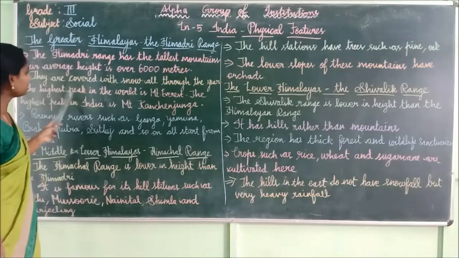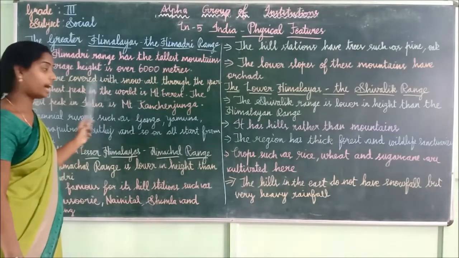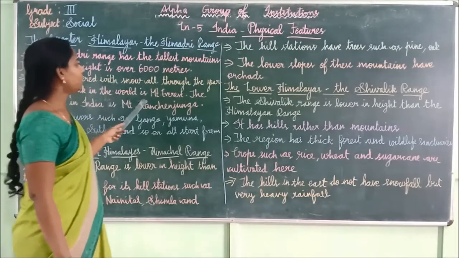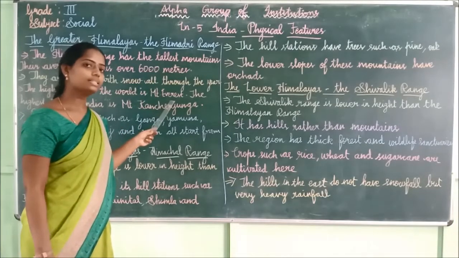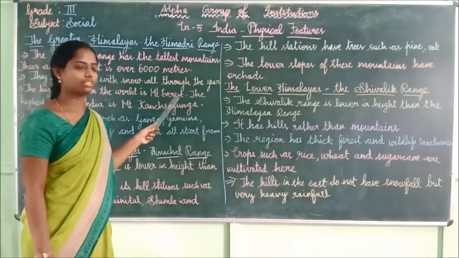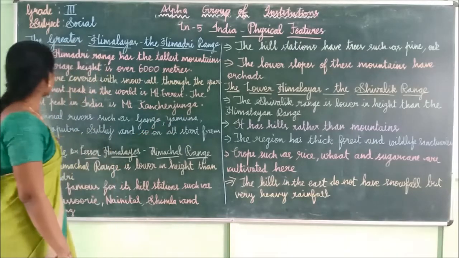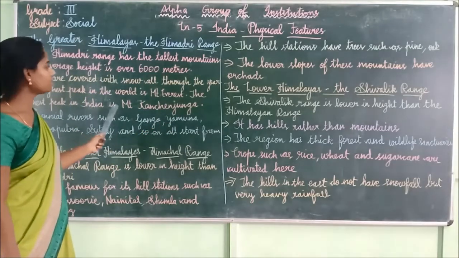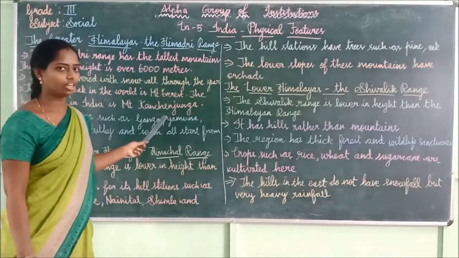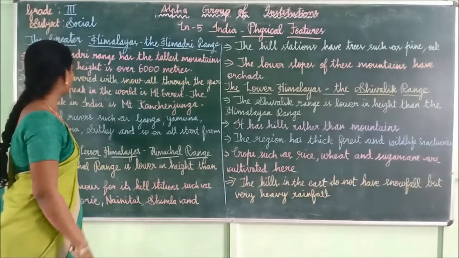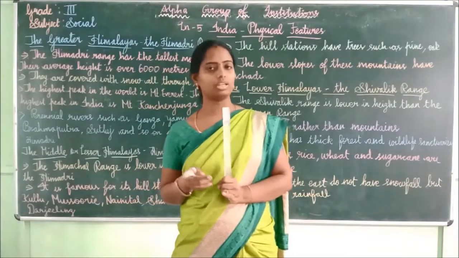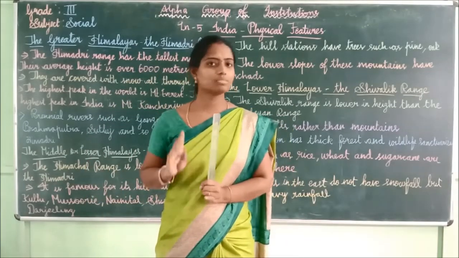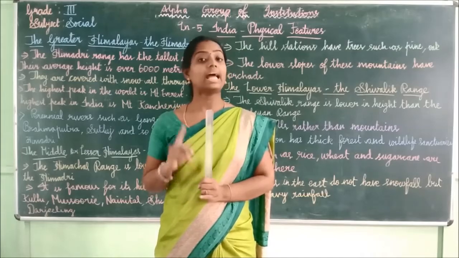And the highest peak in the world is Mount Everest. You all know about this, isn't it right, children? The highest peak in the world is Mount Everest, which is in Nepal. The highest peak in India is Mount Kanchenjunga. More about it, children. In the world, the name of the highest peak is Mount Everest. It is located in Nepal.